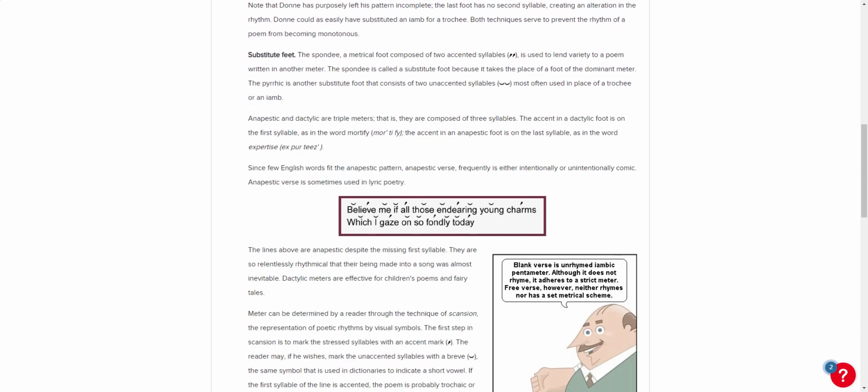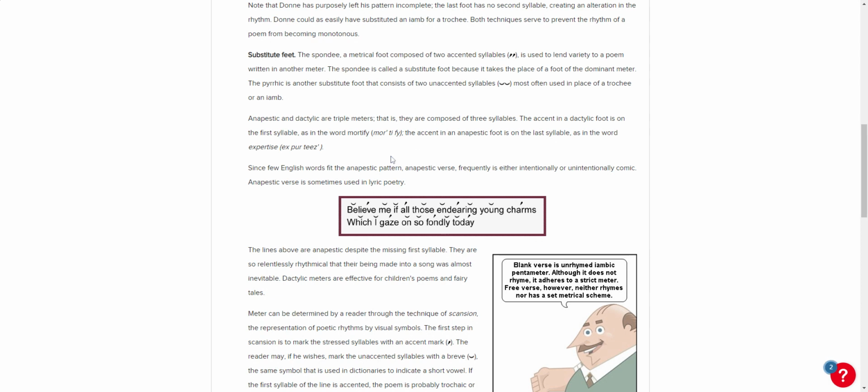Some other things that you might see is that instead of cutting it short, maybe you have two accented syllables in a row, and that's called spondy. Or if there are two unaccented syllables in a row, that's called pyrrhic. It's a pyrrhic foot. And these are just substitutes. So when you would normally have something that's iambic, they would substitute that with two of the same, either spondy, which are two of the accented, or pyrrhic, which are two of the unaccented.